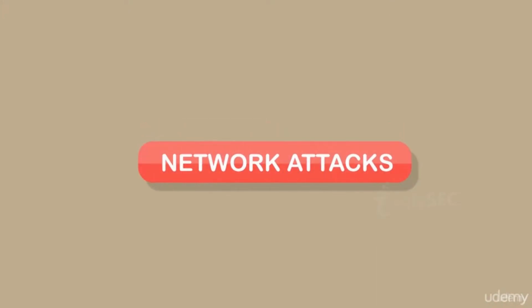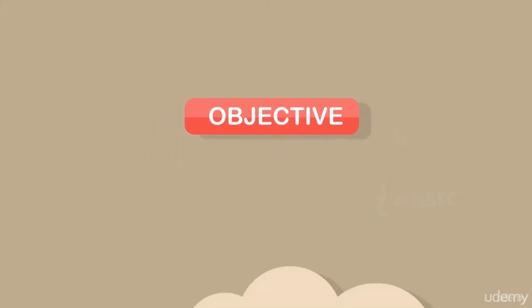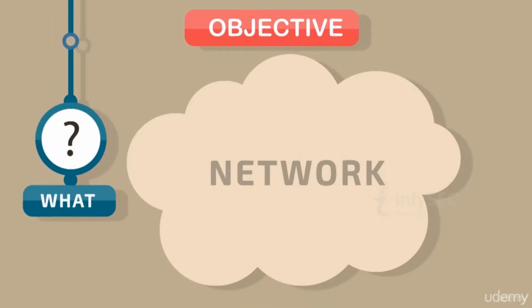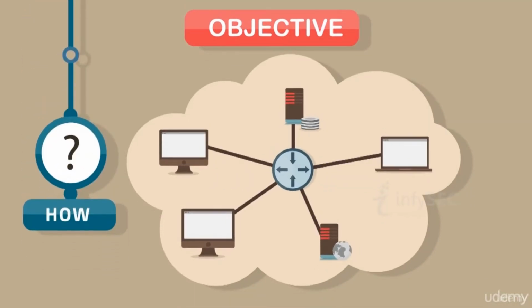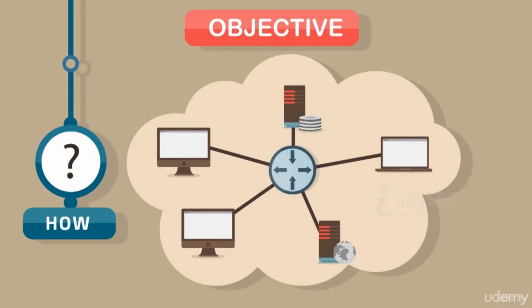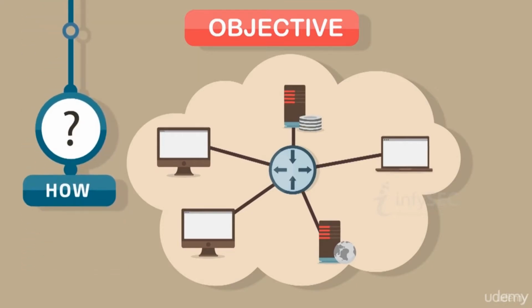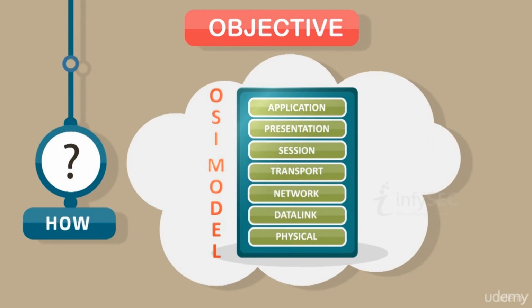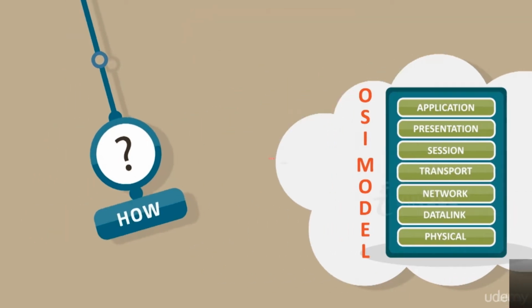Network attacks. Objective: to understand what a network is, how communication happens in a network, and how network attacks are classified based on the OSI model: physical layer attacks, data link layer attacks, network layer attacks, and transport layer attacks.